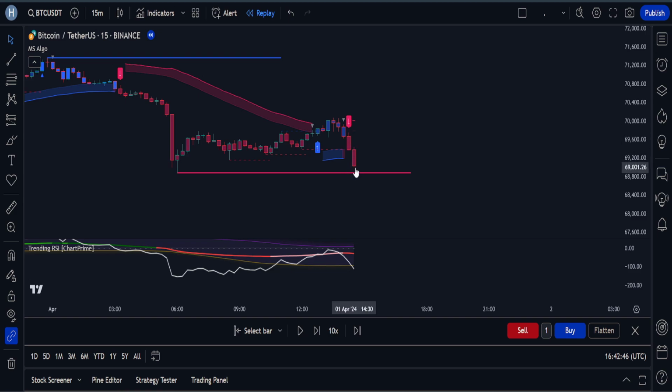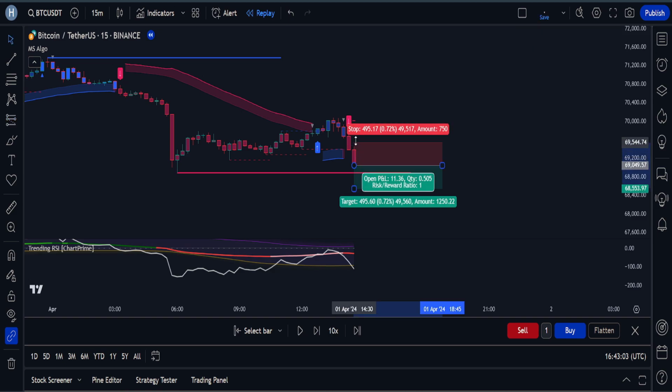And finally, you will have to ensure that strong bearish momentum is in the market currently. And to confirm that, make sure the RSI line is below the 40 level. Once these conditions are met, we can open a sell trade here. Set your stop loss above the recent swing high.